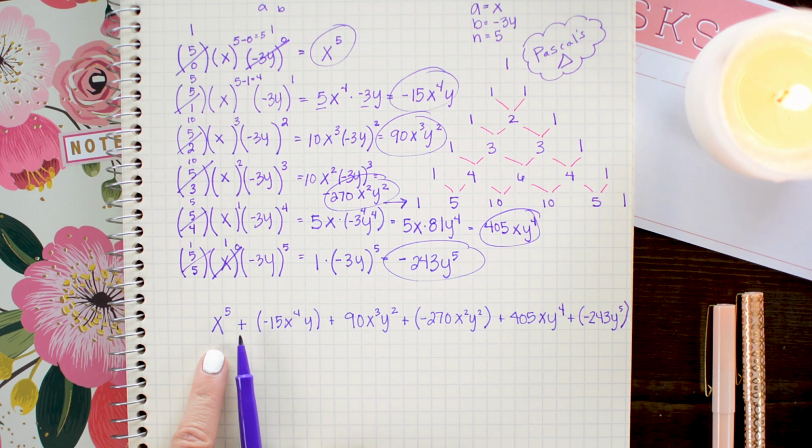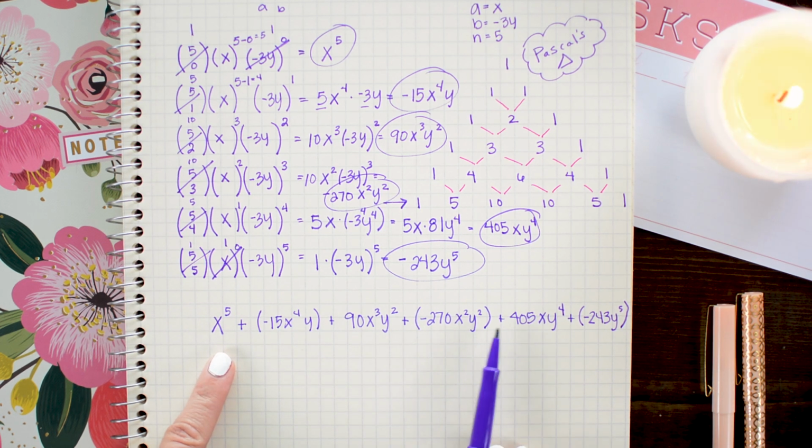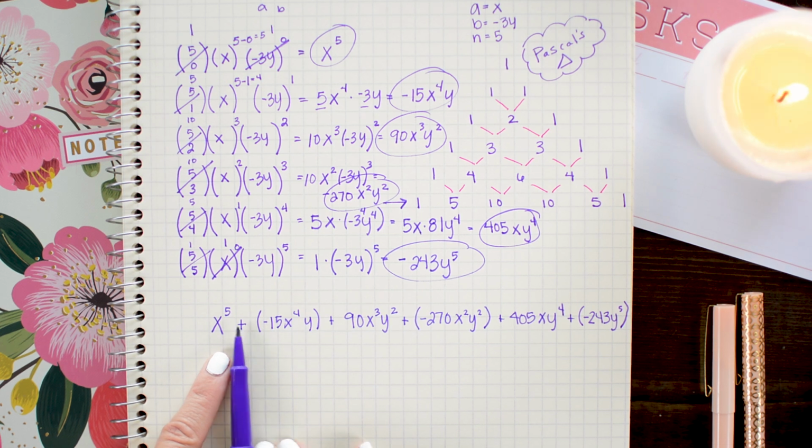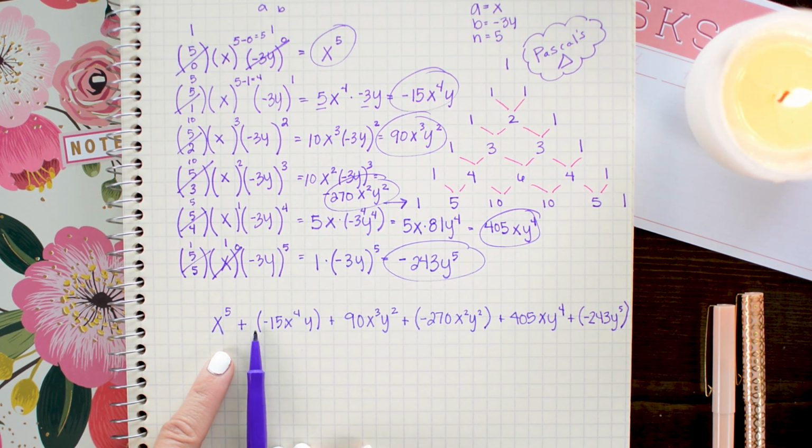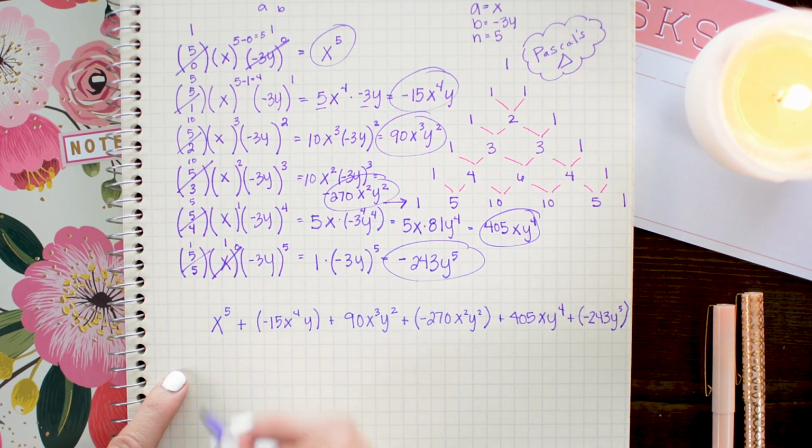I went ahead and wrote in plus signs in between all of the terms, but of course, where I have a negative coefficient, I could have just written a minus sign here, and that's the best way to write the answer. So I'm just going to quickly do that.